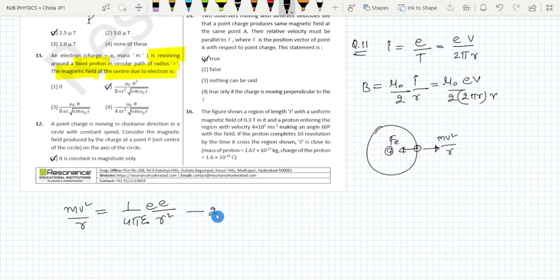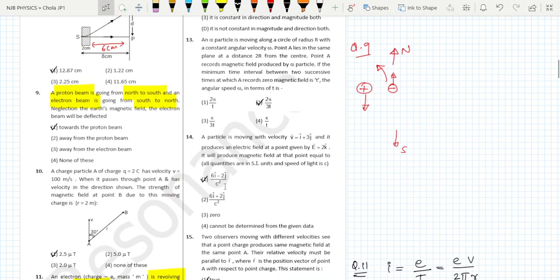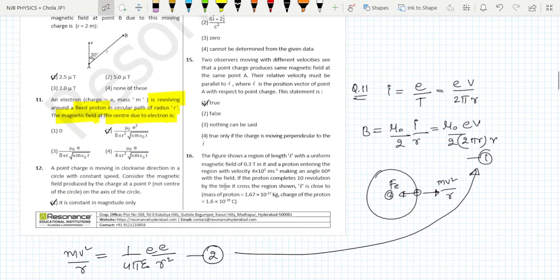Now let's call this equation number 2 and this equation number 1. So the value of speed we can put from equation number 2 into equation number 1. Basically we have to eliminate v, and once we eliminate v, we will be able to find the value of the magnetic field at the center. By doing it, you should get the value of magnetic field as given by option 2. Okay, now let's do problem number 13 and then 15.